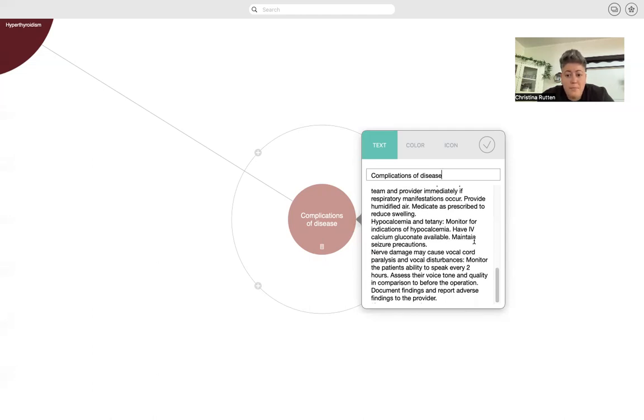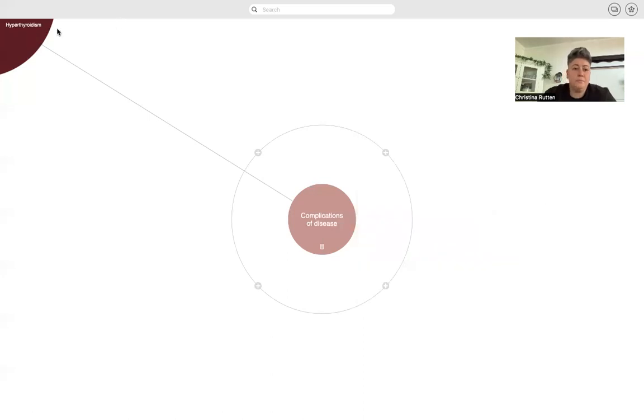Hypocalcemia and tetany. Monitor for indications of hypocalcemia. Have IV calcium gluconate available and maintain seizure precautions. Nerve damage may cause vocal cord paralysis and vocal disturbances. Monitor the patient's ability to speak every 2 hours. Assess their voice tone and quality in comparison to before the operation. Document any adverse findings and report those to the provider immediately.